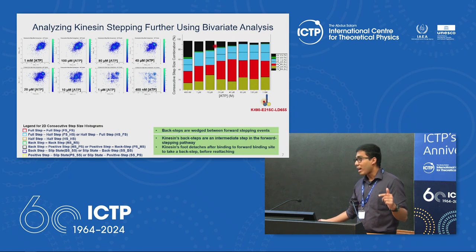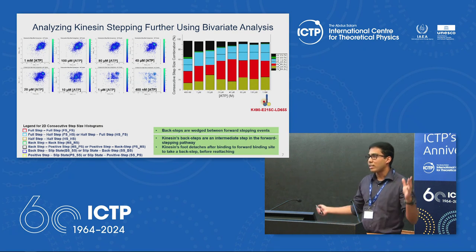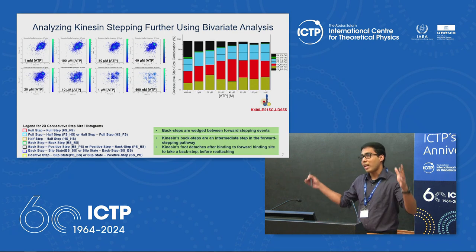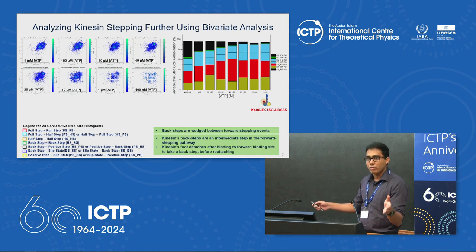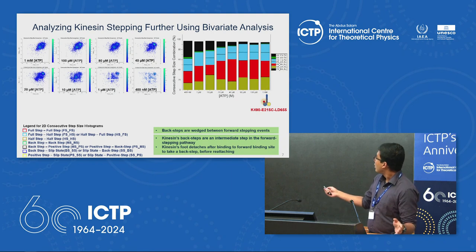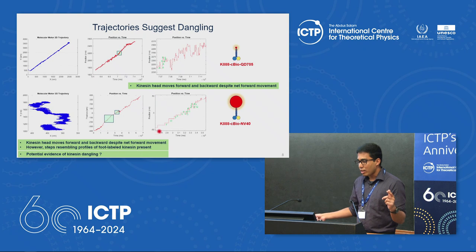So the backstep combinations. What this suggests is that kinesin's backsteps are in fact sandwiched in between forward steps, and that consecutive backsteps are a rarity. What this suggests is that kinesin's forward step after the ATP hydrolysis cycle could detach from the forward tubulin binding site. So we also decided to look at the traces of the head-labeled constructs.